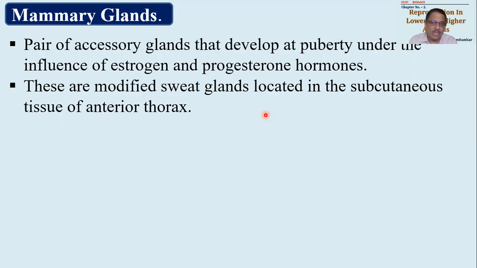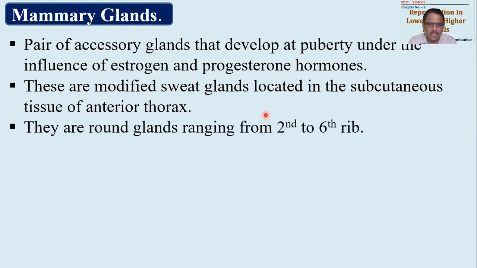रिमेंबर, mammary glands are modified sweat glands और modified sudoriferous glands. स्वेट ग्लैंड का दूसरा नाम है sudoriferous glands. ओके, सो रिमेंबर दिस वेरी वेल. They are present in subcutaneous tissue in the anterior region of the thorax. So not necessary to tell the position.